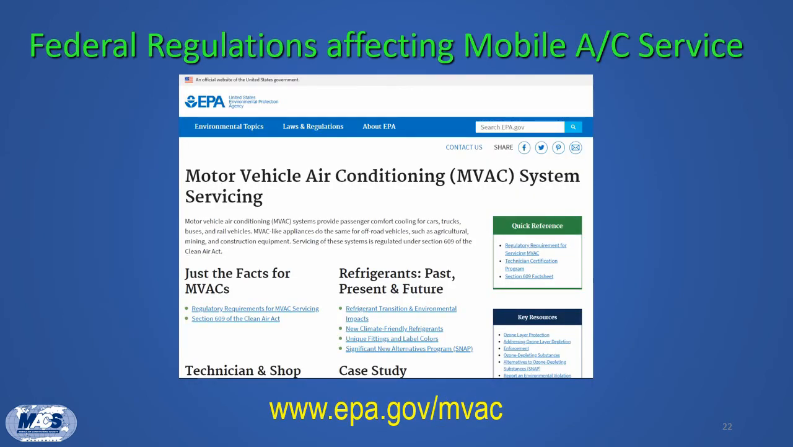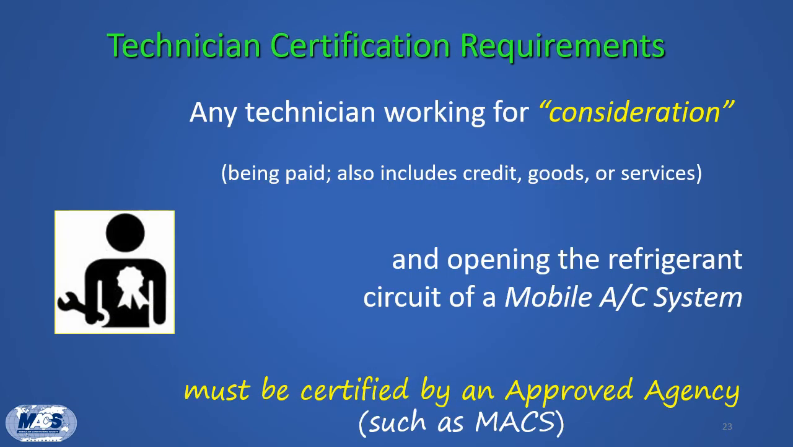All of these federal rules and regulations are available on EPA's website at www.epa.gov/MVAC, where you can also read the full text of the US Clean Air Act and Section 609. One of the first ways that technicians were introduced to these EPA regulations was through certification. And the rule says that any technician who works for consideration, which means you're being paid in some way, and you're opening the refrigerant circuit of a mobile AC system, then you must be certified by an approved agency such as MACS.